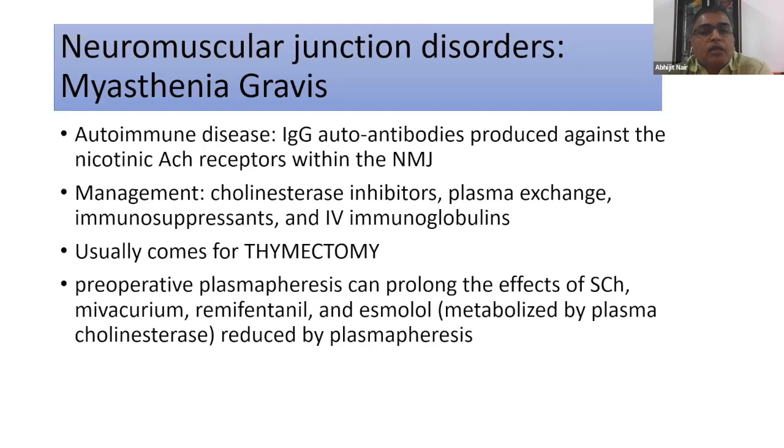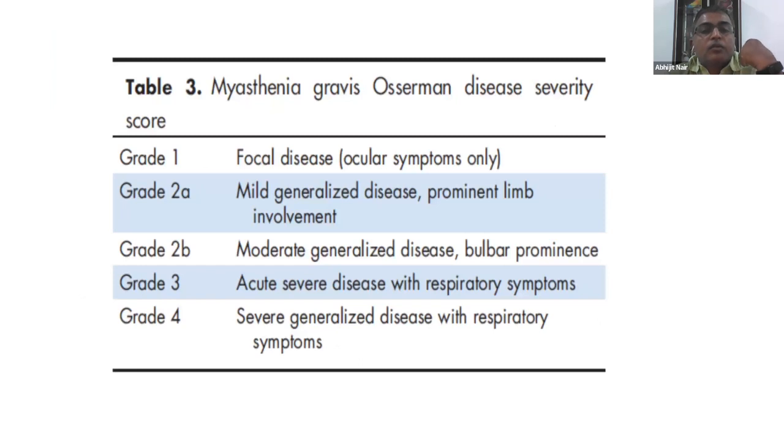Now coming to myasthenia gravis, we get these patients mostly for thymectomy. They have IgG autoantibodies against acetylcholine receptors within the neuromuscular junction. They are mostly on cholinesterase inhibitors, preoperative plasma exchange, immunosuppressants, and anti-immunoglobulin. One thing that we have to remember is that preoperative plasmapheresis could be helpful in having better control of the disease, but certain drugs can have prolonged action after an immediate plasmapheresis.